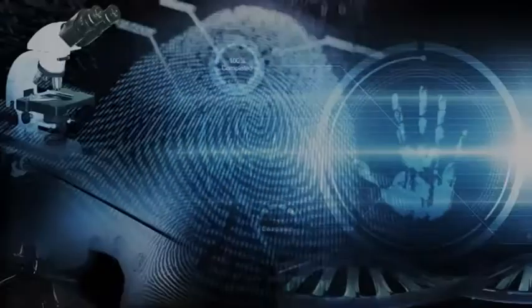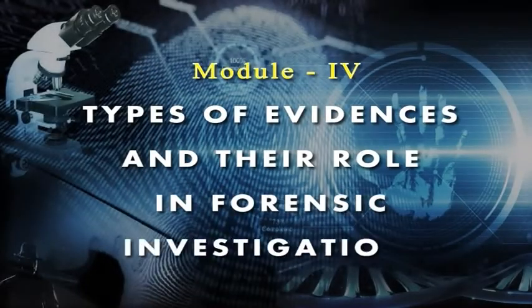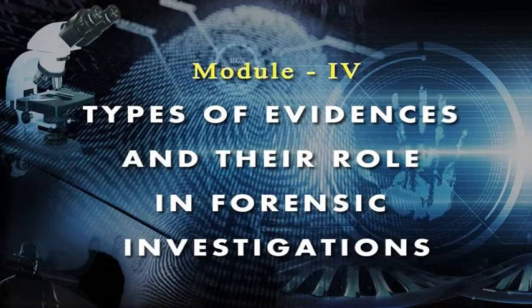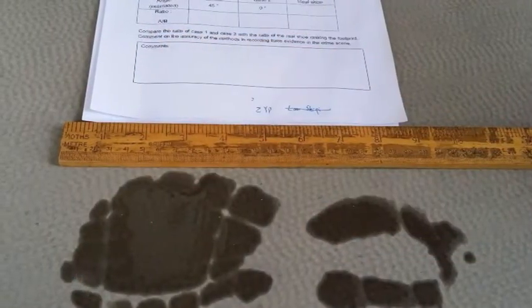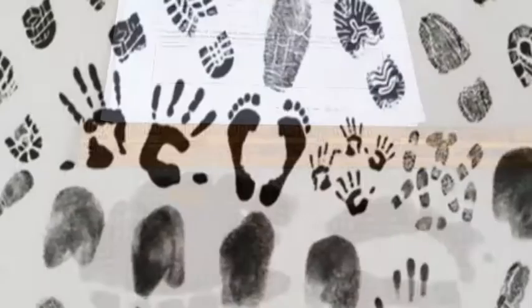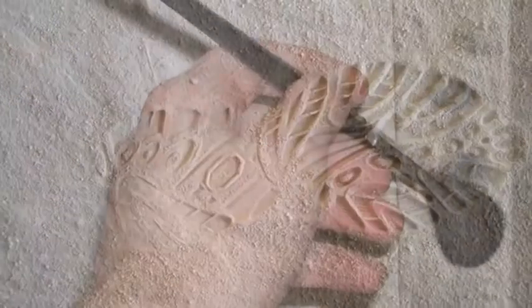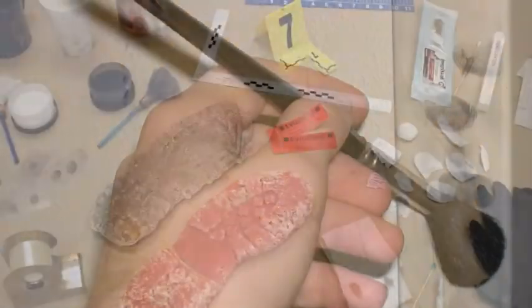Module 4. Types of evidence and their role in forensic investigations. As per Locard's exchange principle, when a criminal comes into contact with an object or person, a cross transfer of evidence occurs. Wherever he steps, whatever he touches, whatever he leaves, even unconsciously, will serve as silent evidence against him.